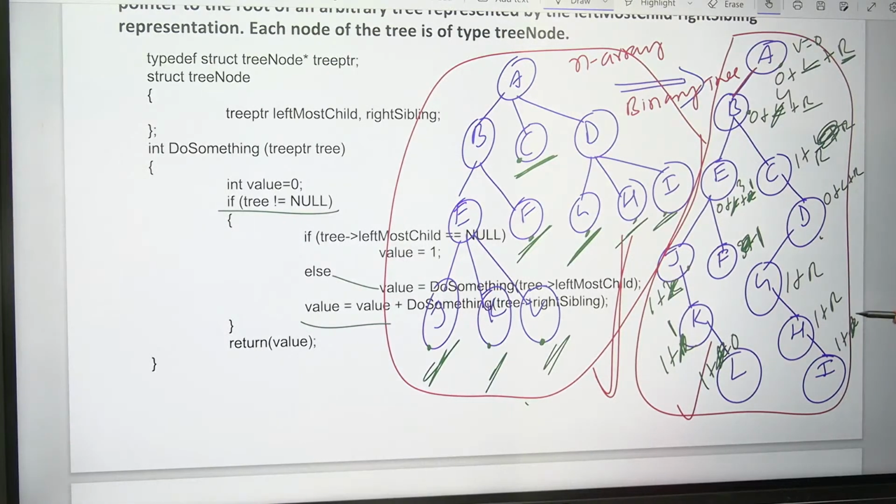Right is 0. I think it will become 1. 1 plus 1 is 2. 1 plus 2 is 3. Right? It is 3. So right is 0, so 0 will come. So finally it is 3.